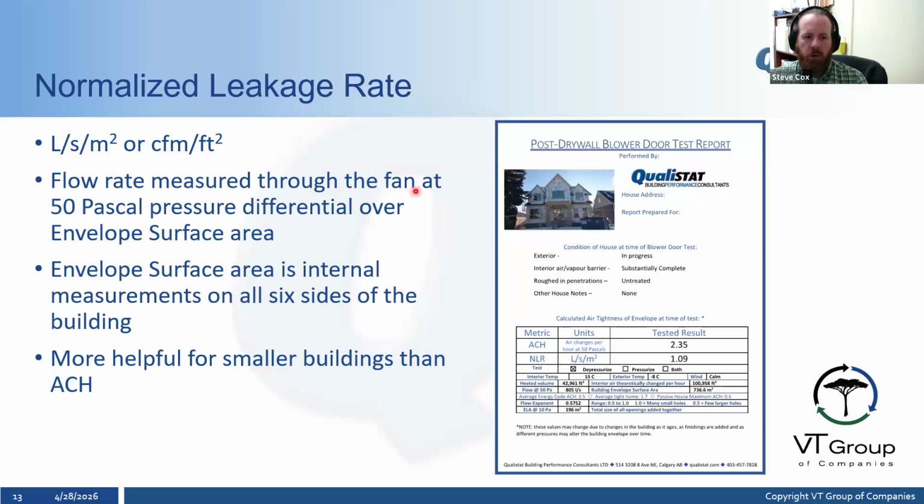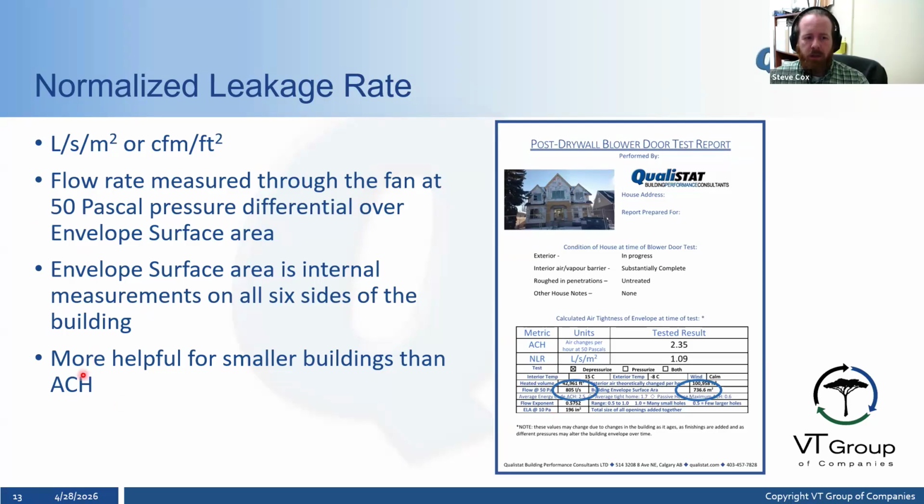The flow rate is measured through the fan at 50 pascals pressure differential over the envelope surface area. Okay, so on this one, I have 805 liters per second is what I measured when I was at 50 pascals. And then again, our envelope area is 736 square meters. Again, it's all 6 sides of the building.